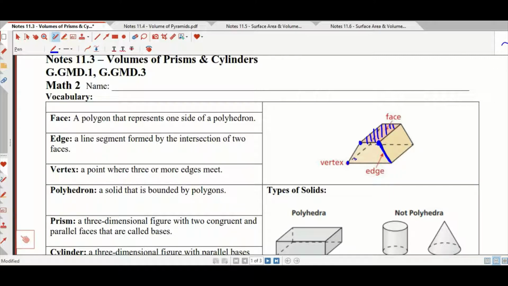So you see this has a rectangle, a rectangle, a rectangle, a rectangle back here, and a trapezoid up front, and a trapezoid down back. All polygons. A prism is a three-dimensional figure with two congruent parallel faces that are called bases. So this is an example of a prism because it is two trapezoids in the front and back bounded by a bunch of parallel faces. Like in this case, those are rectangles. But it could also be parallelograms. More on that later.